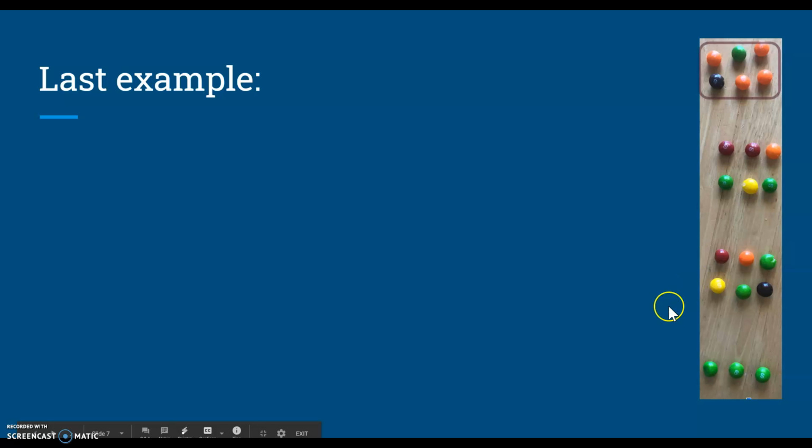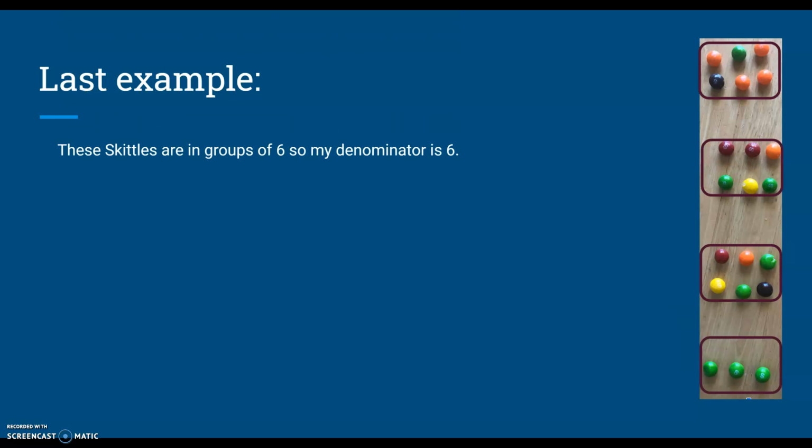Our last example are, again, my Skittles made in a different way. This time I put them in groups of 6. These Skittles are in groups of 6, so my denominator is going to be 6. Looking at the picture, I see 6 in the first group, 6 in the second group, 6 in the third group, and 3 in the fourth group.